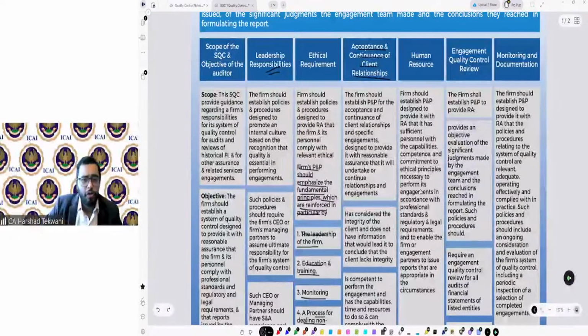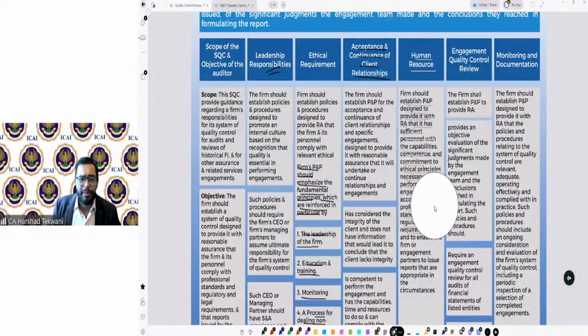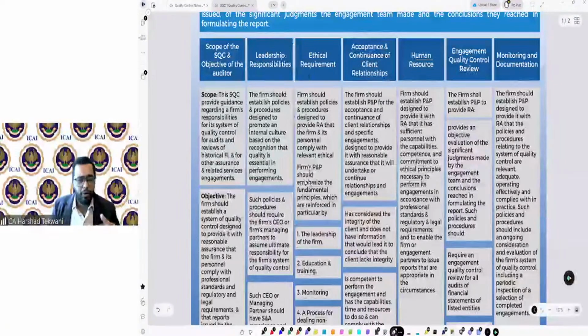So we saw the human resource element, that the firm should establish policies and procedures designed to provide it with reasonable assurance that it has sufficient personnel with capabilities, competency, and commitment to ethical principles necessary to perform its engagements in accordance with professional standards and regulatory and legal requirements. So we already understood this whole requirement with respect to HR. And in other areas also a similar line of requirement is there. So you can refer to the notes quickly when you want to revise.